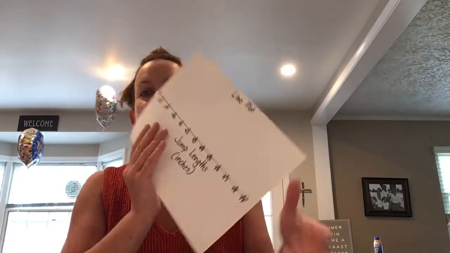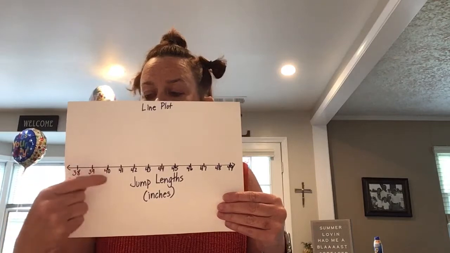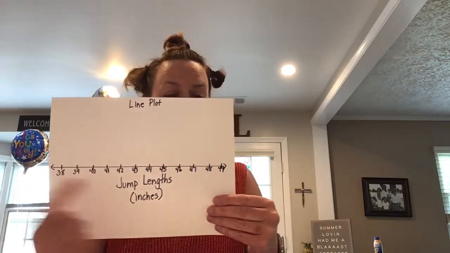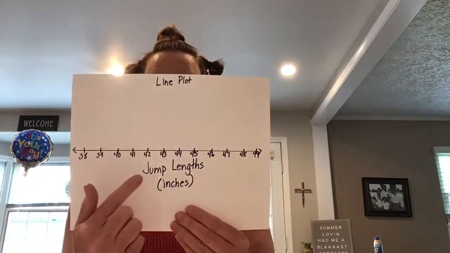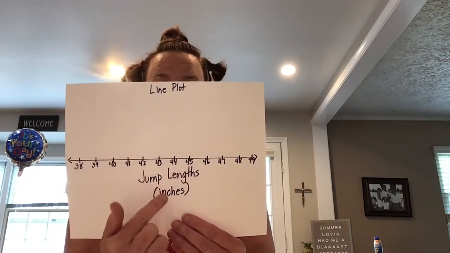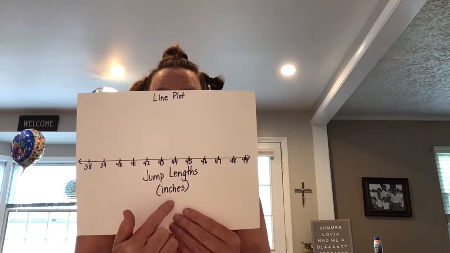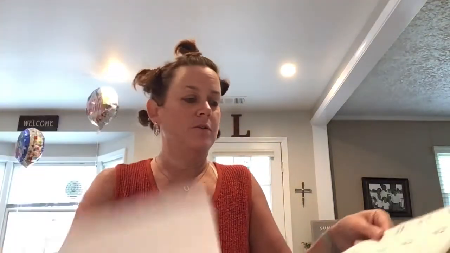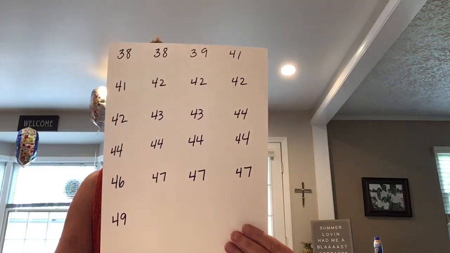Okay, so today you're going to be making a type of graph and it's called a line plot. This is what a line plot looks like. So it has a line, and as you can see here, I have a bunch of numbers going through, starting with 38, going all the way to 49. You can see down here too that I put the words jump lengths, and then I put it's in inches, so I know that I'm measuring in inches, okay? So what we're going to do is create a line plot with this data.